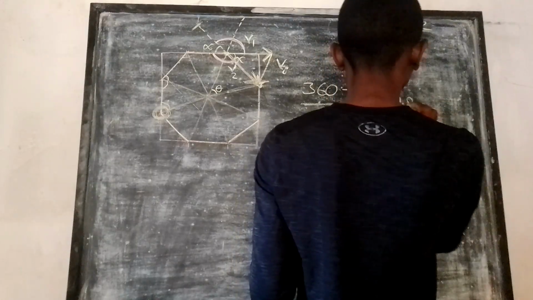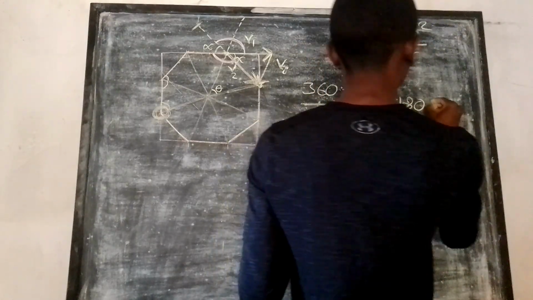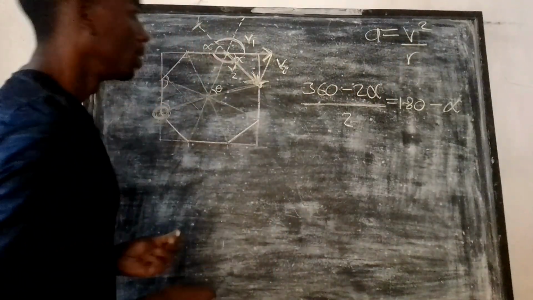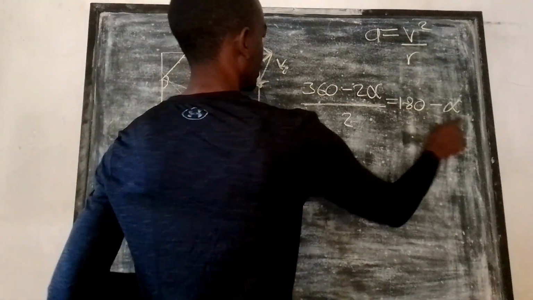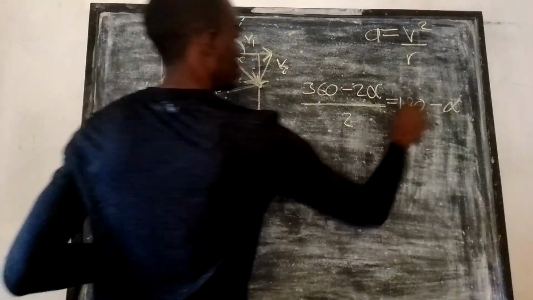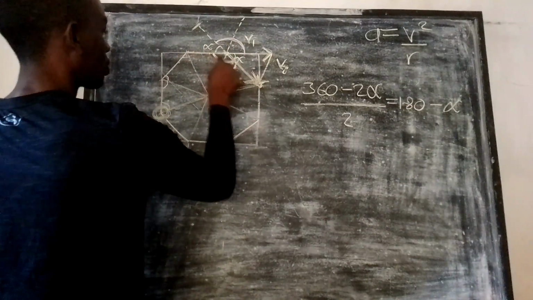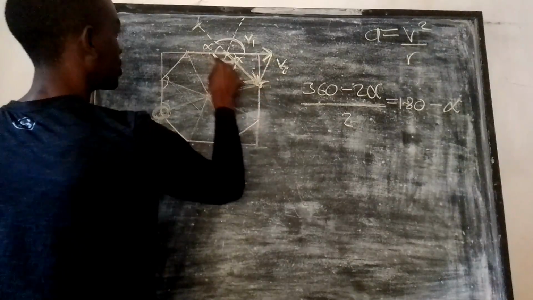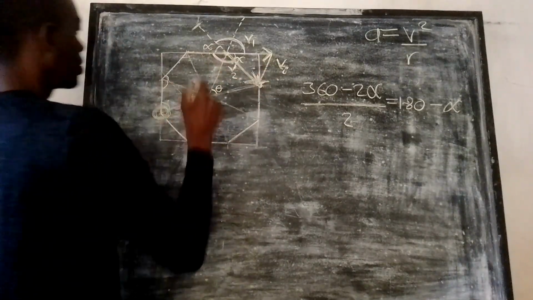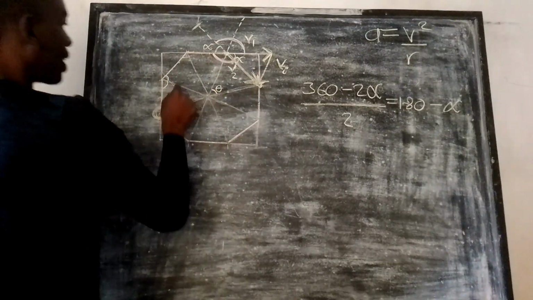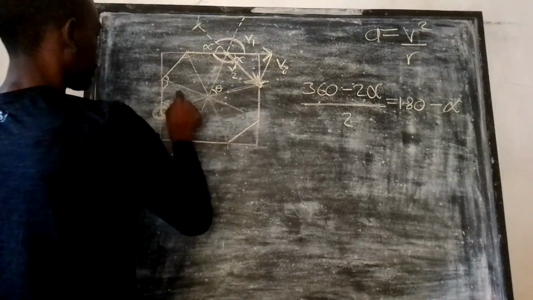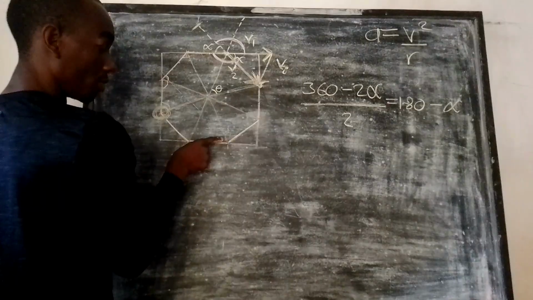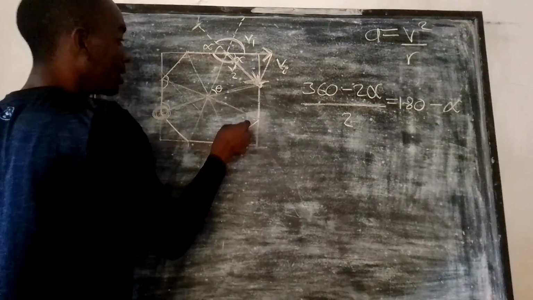So dividing by 2, what do we get? We get 180 minus alpha. So 180 minus alpha is which angle? It's this angle, and at the same time, it's this angle. So it's equal to this angle over here, or this. But notice something now. Because these are isosceles triangles, this angle over here is equal to this angle over here, and this angle over here is equal to this angle over here.